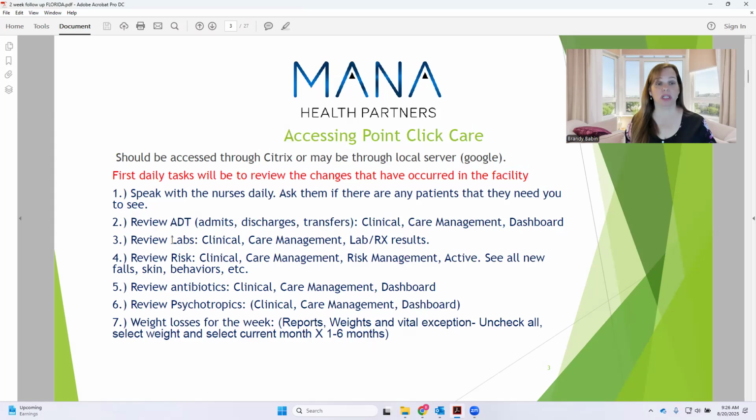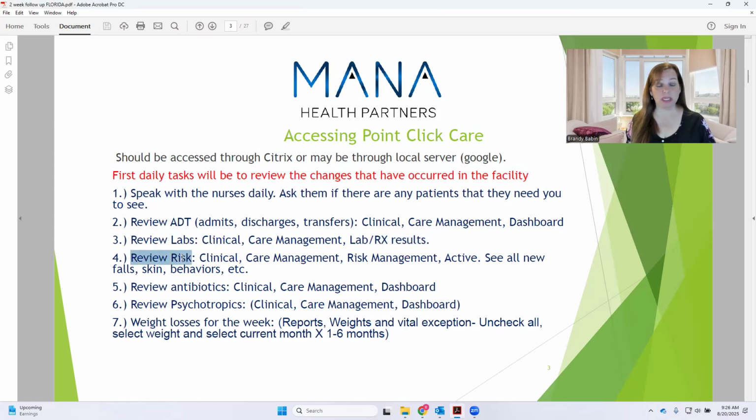You're going to review the labs. To find the labs, you're going to go same place, clinical. You're going to go back to the care management, and then you're going to select lab results instead of your dashboard. So same area, only you're picking the dashboard here and you're picking lab results here.